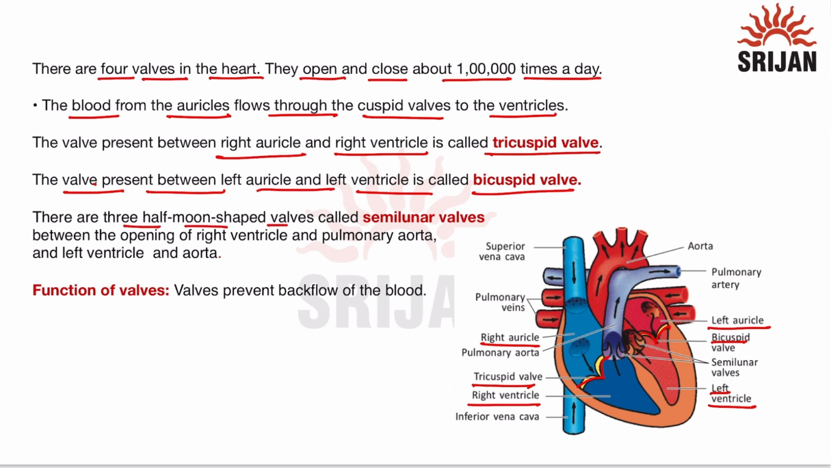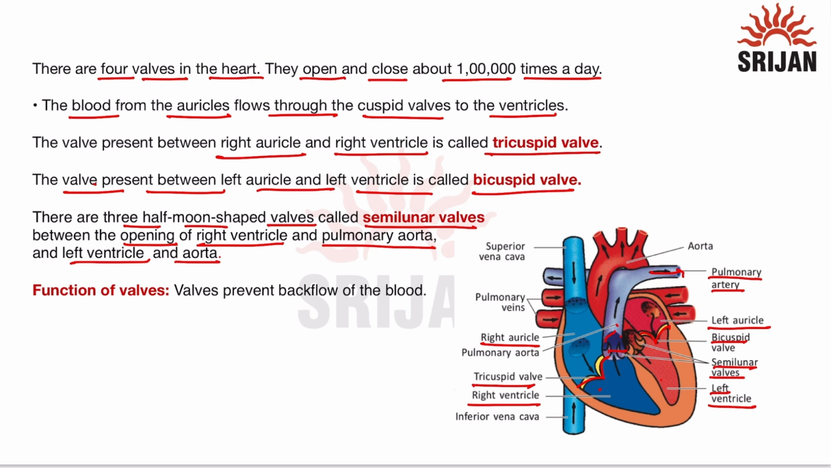There are three half moon shaped valves which are known as semilunar valves, and they are between the opening of right ventricle and pulmonary artery and the left ventricle and aorta. When the blood reaches the right ventricle, it goes to the pulmonary artery which is present here, and this pulmonary artery takes the blood to the lungs, so it carries the deoxygenated blood. So the valve which is present between the right ventricle and pulmonary artery is known as semilunar valve.